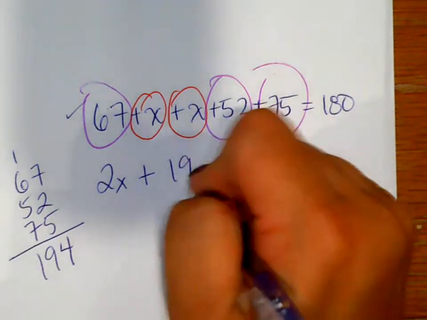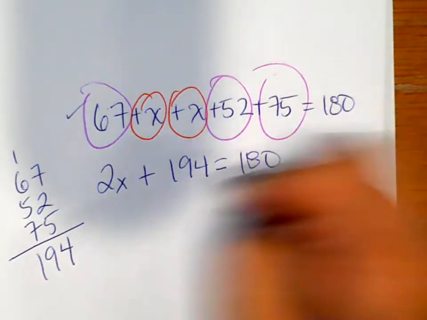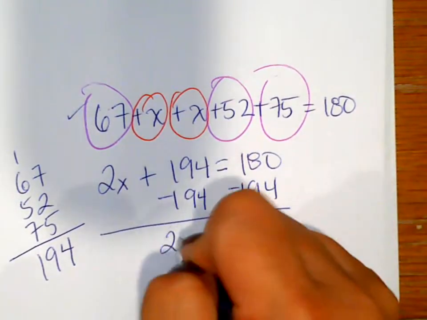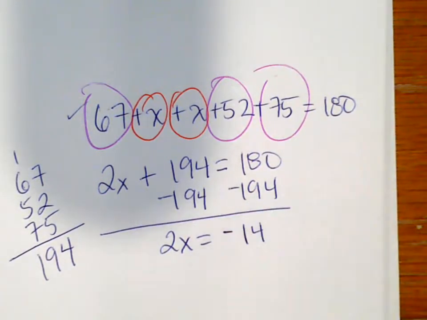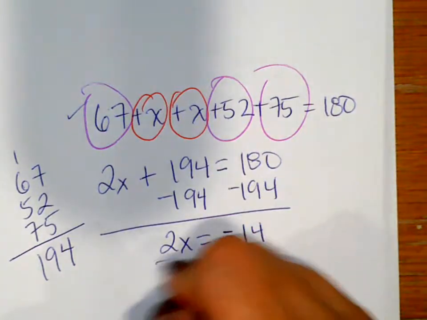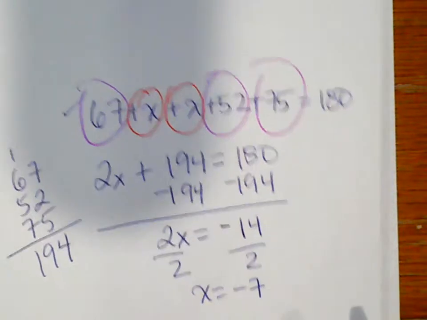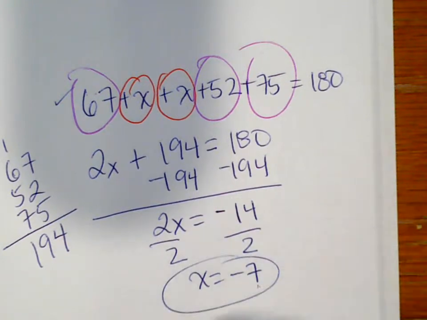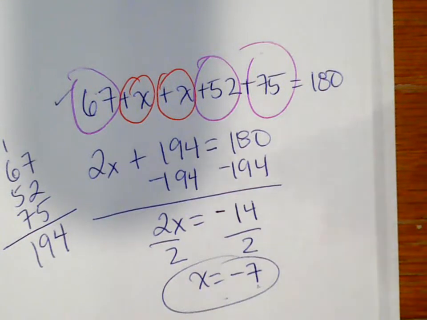So 2x plus 194 equals 180. I'm going to subtract 194. I'm going to get 2x is equal to negative 14. Divide both sides by 2. X is going to be equal to negative 7. Now, when you're solving for x, it's absolutely okay to get a negative number. What's not okay is if you plug x back in to get a negative number.